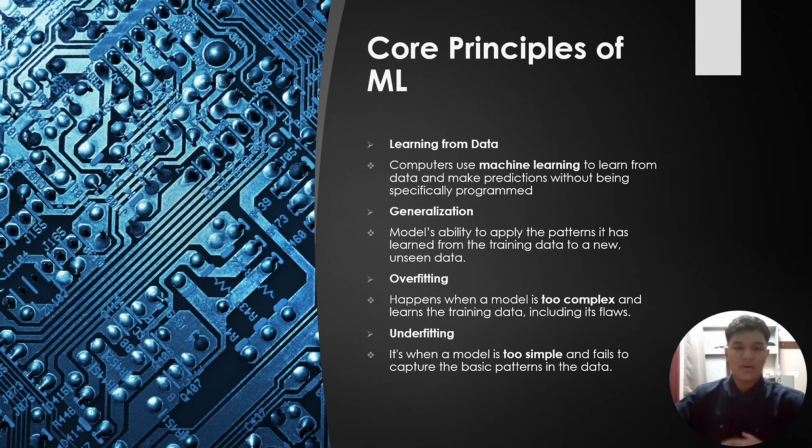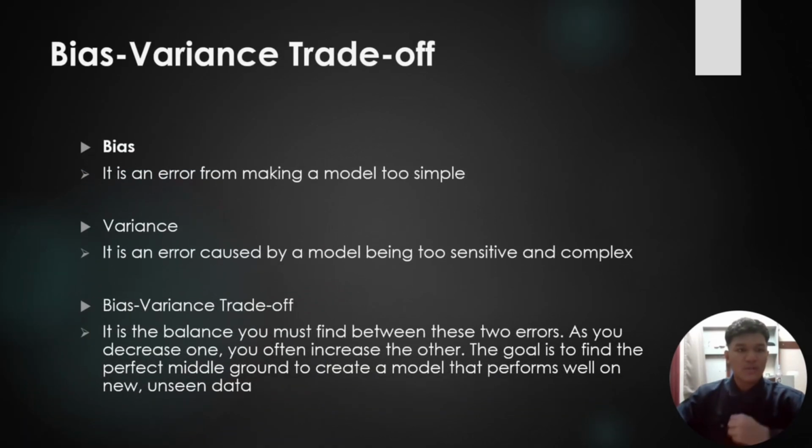This happens when a model is too complex and learns the training data, including its mistakes. Underfitting is when a model is too simple and fails to capture the basic patterns in the data. So the most crucial part of the principle is the bias variance trade-off. So bias is an error from making a model too simple, whereas variance is an error caused by a model being too sensitive and complex.